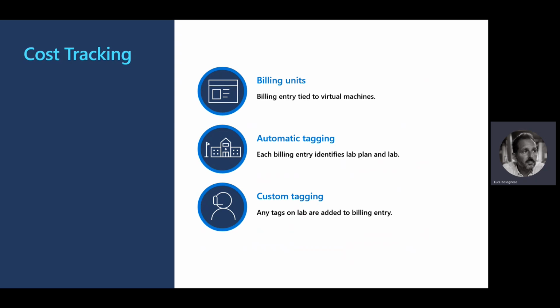Okay, cost tracking. It is now more granular. As I said, now things are more proper Azure resources. So for the VMs, you can track things on a VM by VM basis, and so you can see how much a VM has consumed. We also apply tags to all the resources related to a lab plan, so that even if you don't apply your own tag, which you can do, you still can go back and get proper reports on your consumption.